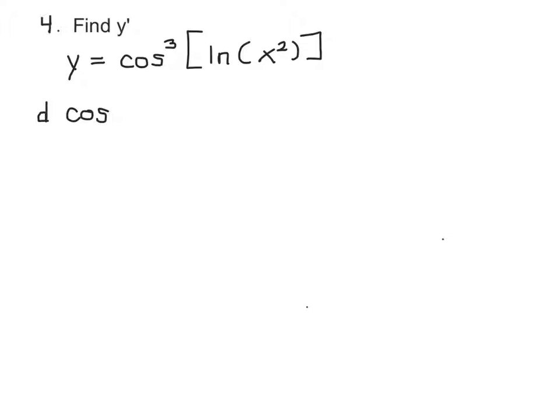In this lesson, we're going to find y prime when y is equal to cosine cubed of the natural log of x squared. And we can see that this is a composite function, so we're going to need the chain rule. So we're going to take the derivative of the entire function, and I'm going to write this as the cosine of the natural log of x squared. And this entire thing is cubed because it is being cubed.